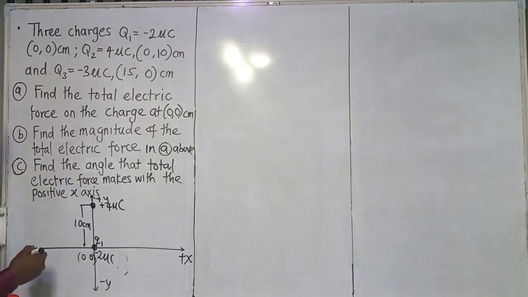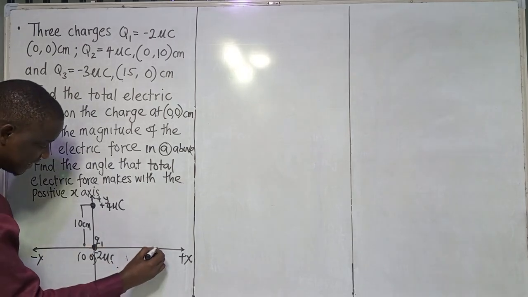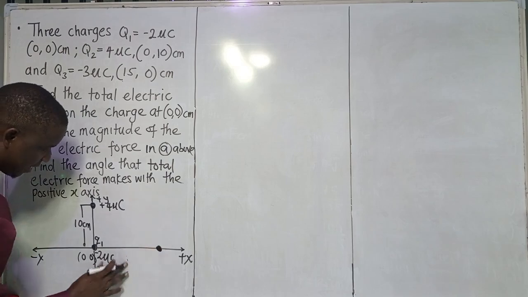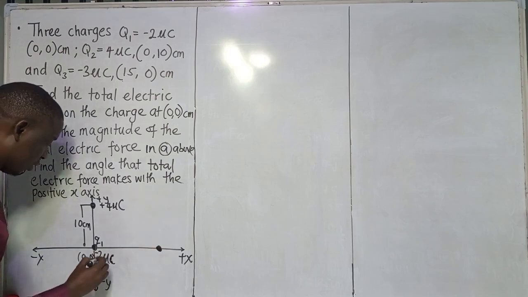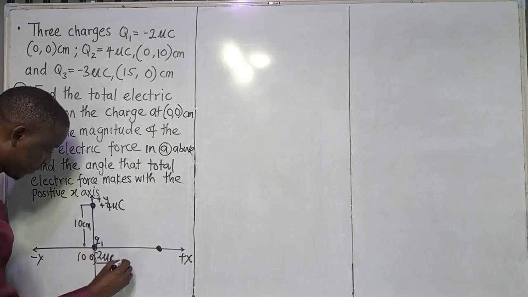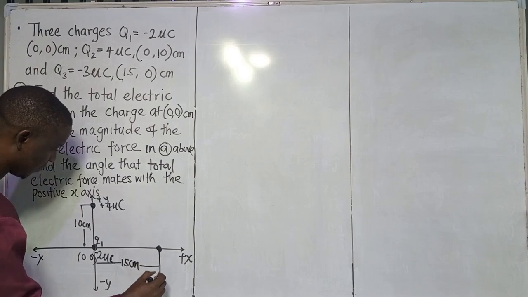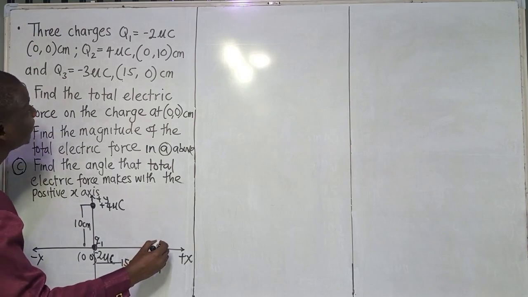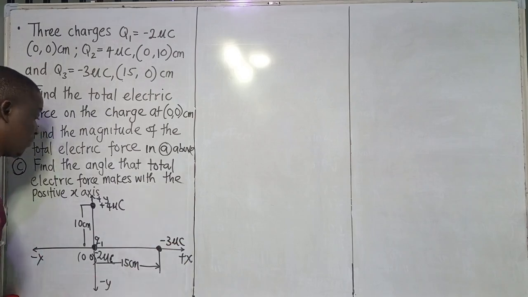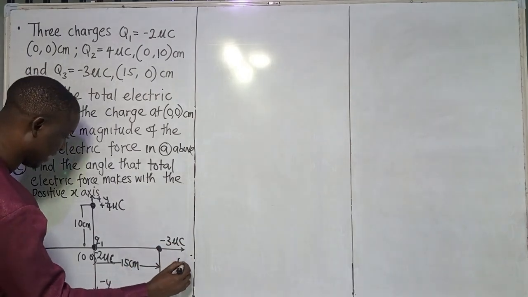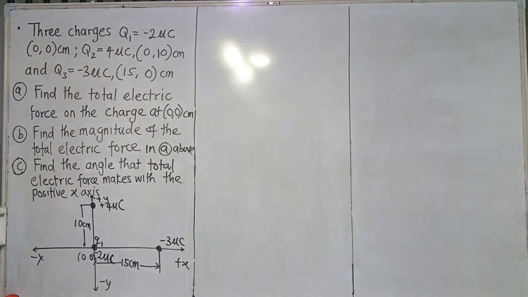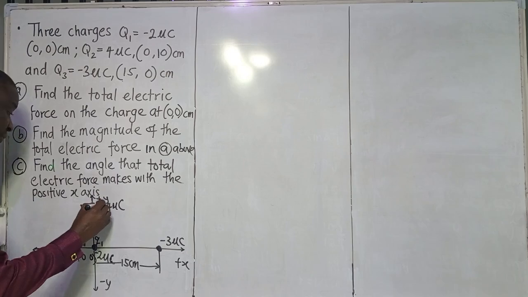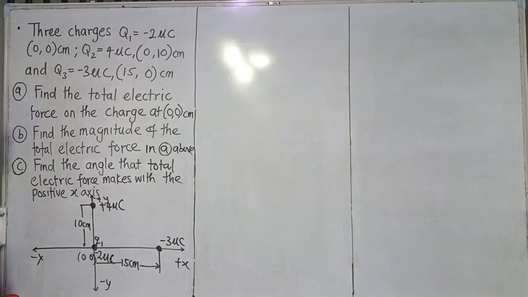Then the last is Q3 equal to minus 3 microcoulombs at 15,0. X is 15, y is 0. It should be along this axis, so here is 15 cm, and y is 0. So this is minus 3 microcoulombs. This is the positive x. Now, having done that, we have the positive, we have the negative, we have the negative.